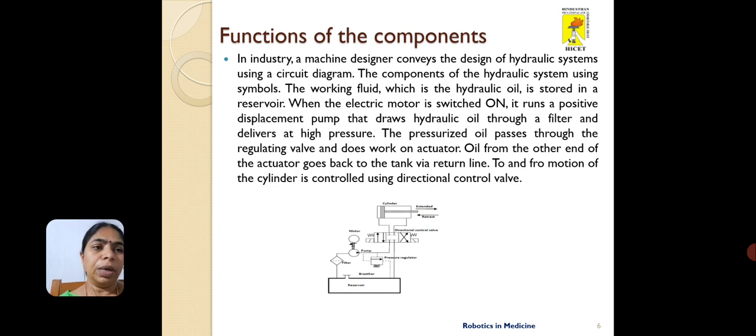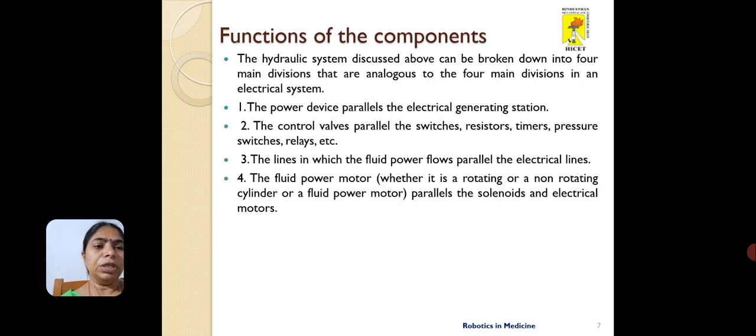The pressurized oil passes through the regulating valve and does the work in the actuator. Oil from the other end of the actuator goes back to the tank via the return line. To and fro motion of the cylinder is controlled using the directional control valve.